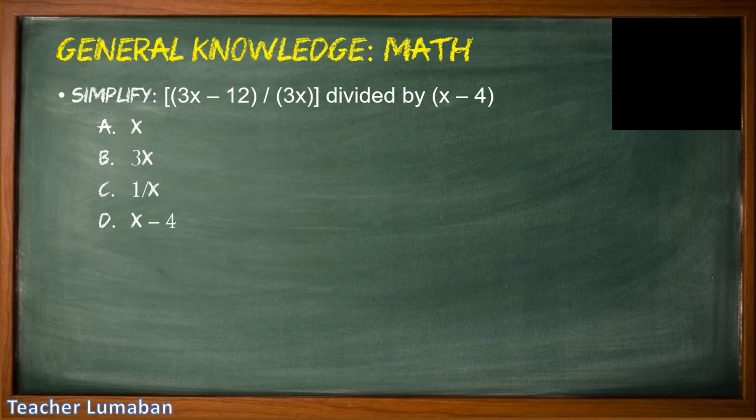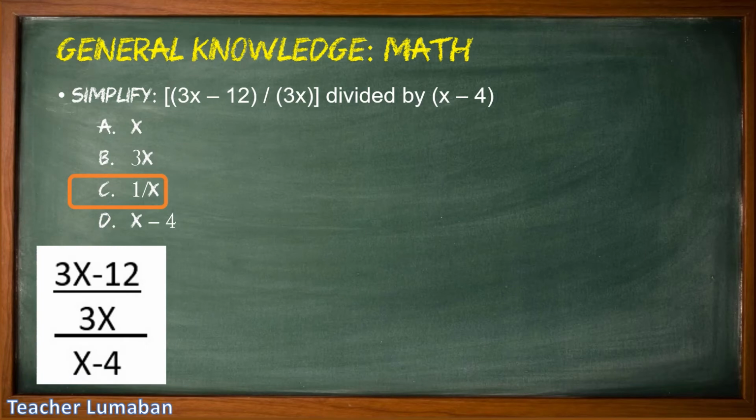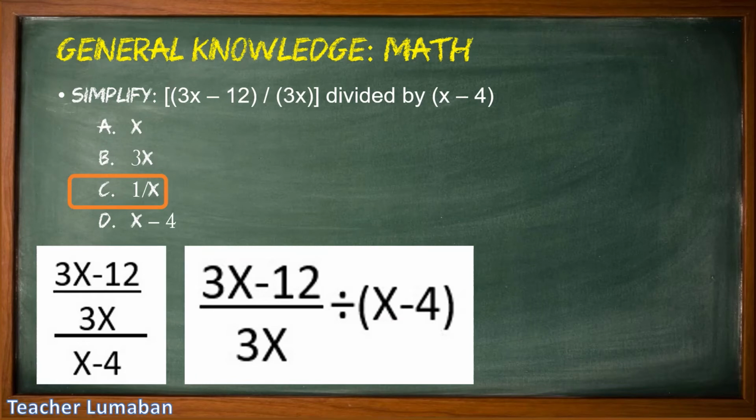The correct answer is letter C, 1 over x. The simplified form of (3x minus 12) divided by 3x divided by (x minus 4) equals 1 over x. The formula is (3x minus 12) over 3x over (x minus 4). Write the fraction as a division: (3x minus 12) over 3x divided by (x minus 4).